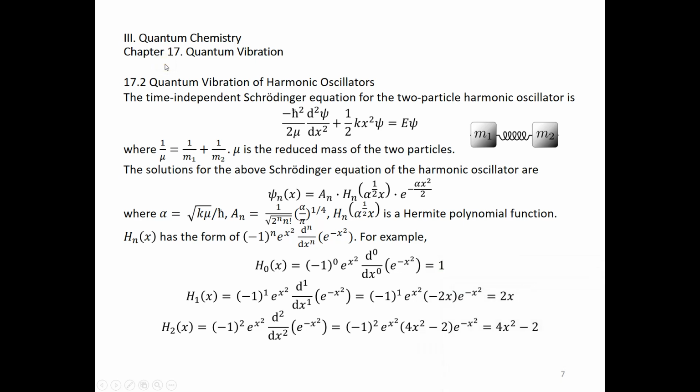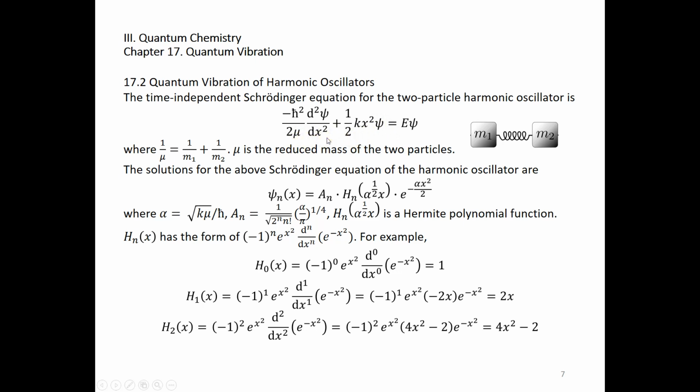Chapter 17, Quantum Vibration, Section 17.2, Quantum Vibration of Harmonic Oscillators. The time-independent Schrodinger equation for the two-particle harmonic oscillator is this: H psi equals E psi, and H psi equals the kinetic energy operator applied to psi plus the potential energy operator applied to psi. The potential energy is half k x squared, as stated in Hooke's law.